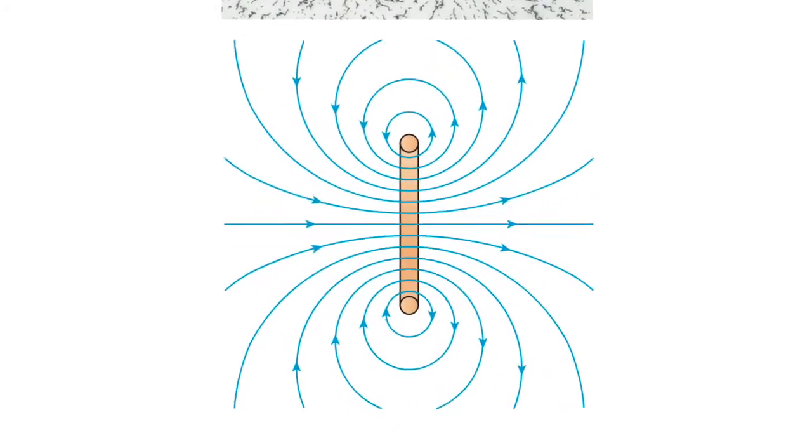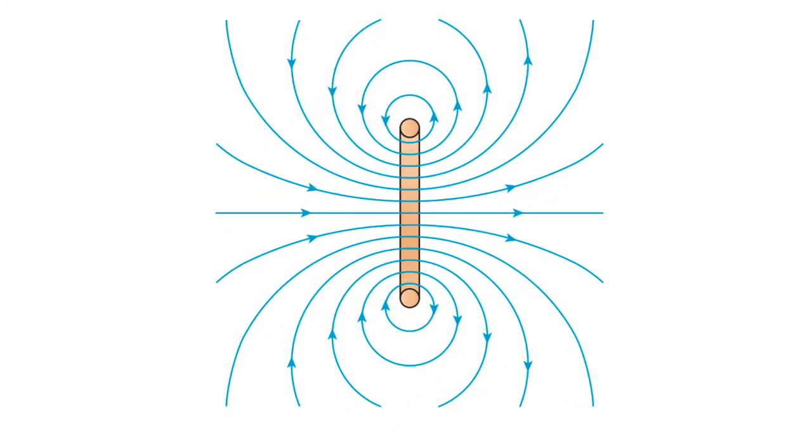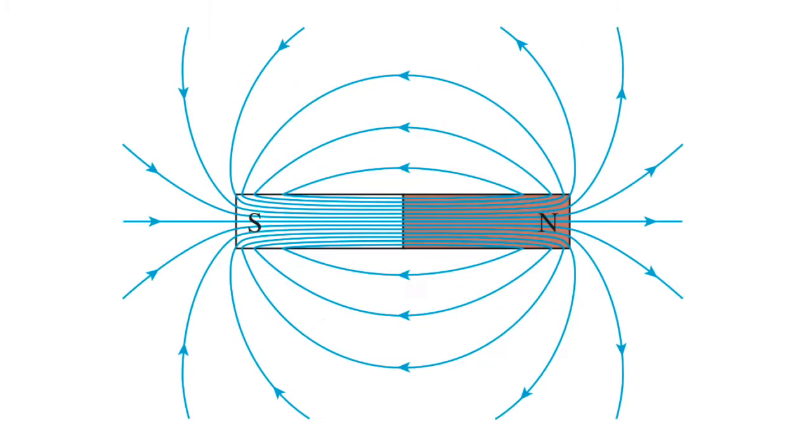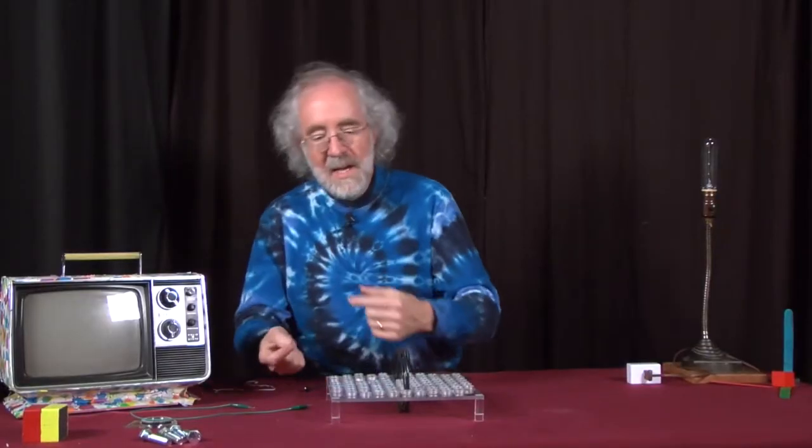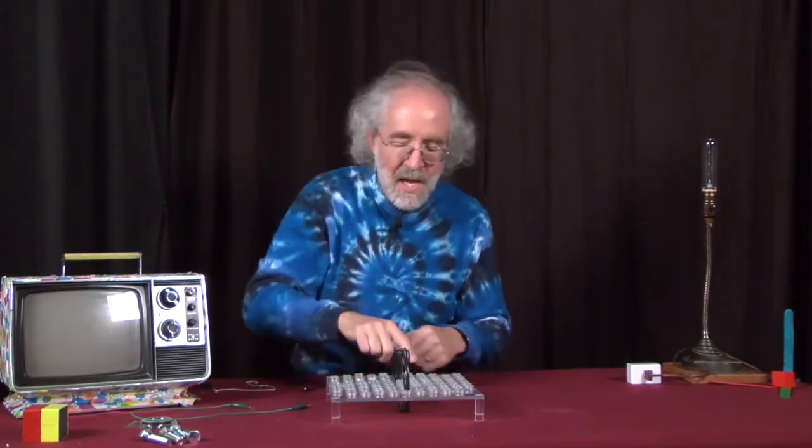So it's similar in structure to the field from a bar magnet. There's circles that go through the loop. Comes out this way, loops around, and comes back in like so. And we can see that because of how the compasses are lined up.